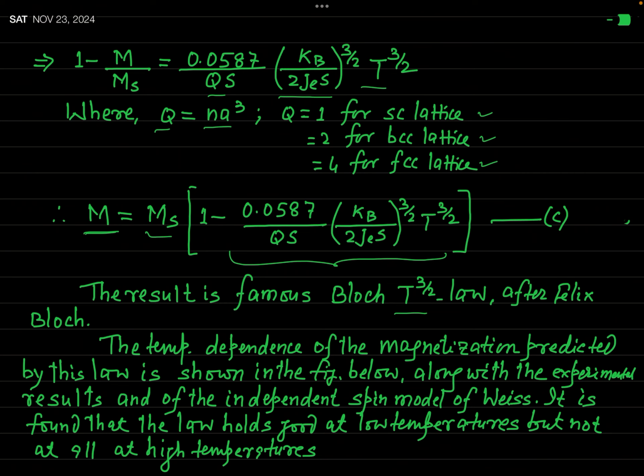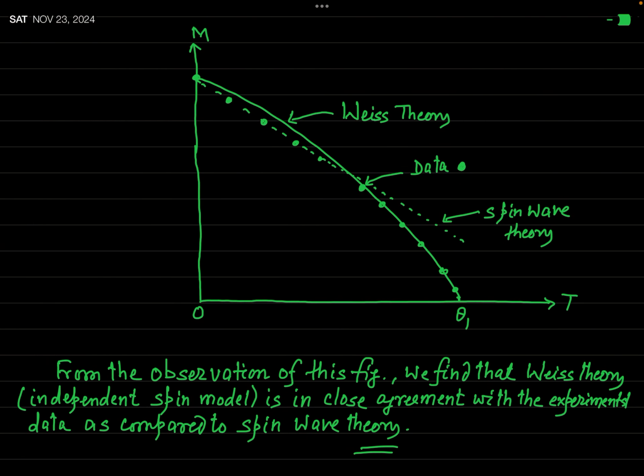And you can see that magnetization is temperature dependent, as we have seen also in case of Weiss theory. Now we are going to see the temperature dependence of the magnetization predicted by this Bloch law. And for this, let us see this figure where I have shown a graphical plot of magnetization M against temperature T. And from this figure, you can see that the results of experiments and of the independent spin model of Weiss have also been shown here.